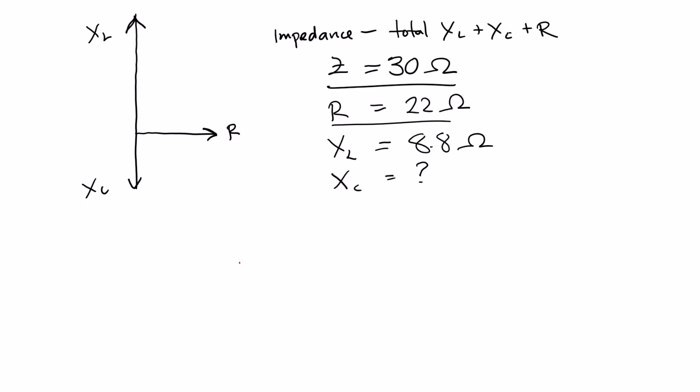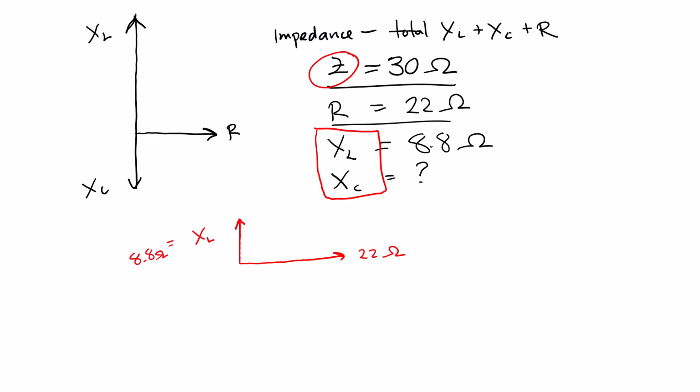We know that the inductive reactance is equal to 8.8 ohm, and the resistance is 22 ohm, and the resultant is 30 ohm. And we're asked to find the total reactance. So the total reactance will be the sum of XL plus XC.